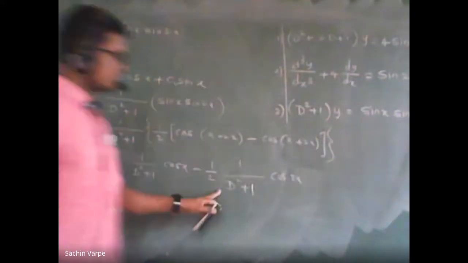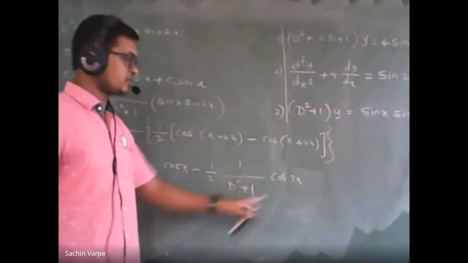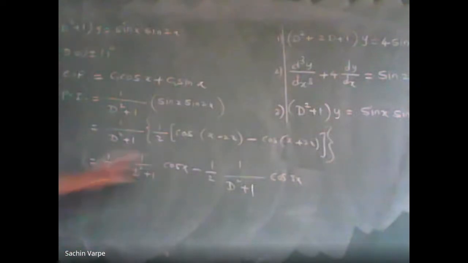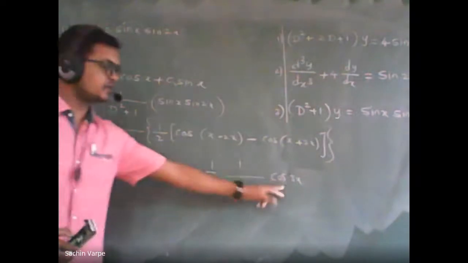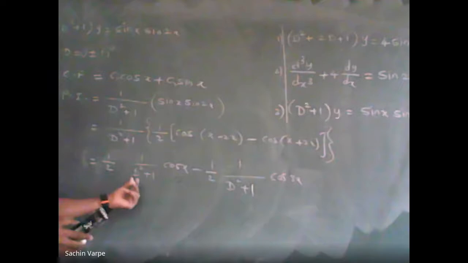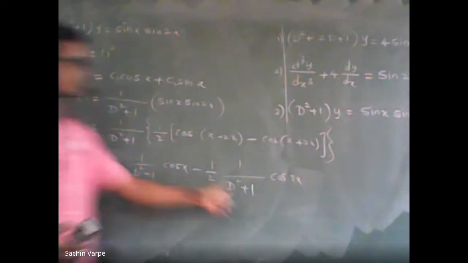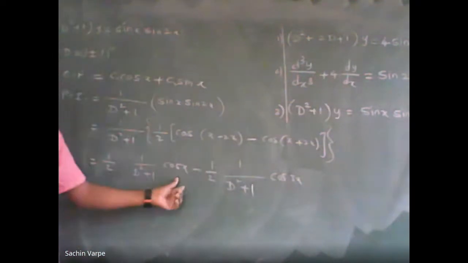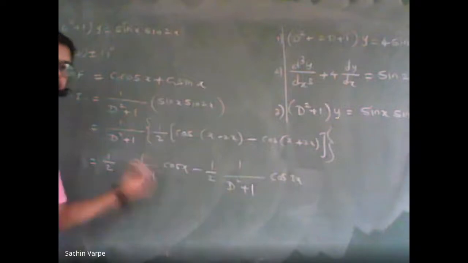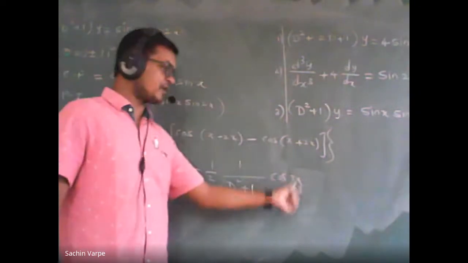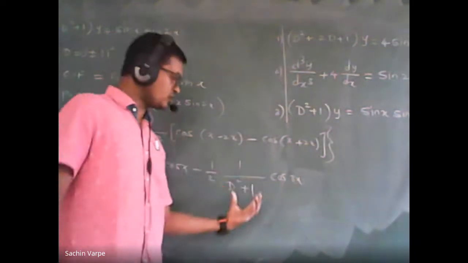Please check. Half of 1 upon d square plus 1 cos of 3x. Now I'm having linear cos and linear cos of 3x, isn't it? So I have the replacement. We replace d square by minus a square. What is a here? A is 1. Any doubt? Yes, we replace d square by minus 1, but that is the case of failure. Here we replace d square by minus 3 square, that is minus 9. That is not a case of failure.